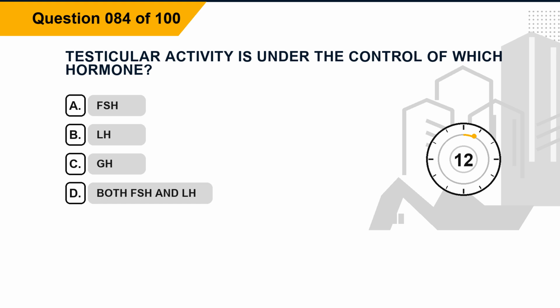Question 84. Testicular activity is under the control of which hormone? Option A, FSH. Option B, LH. Option C, GH. Option D, both FSH and LH.